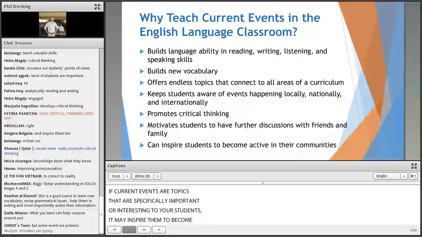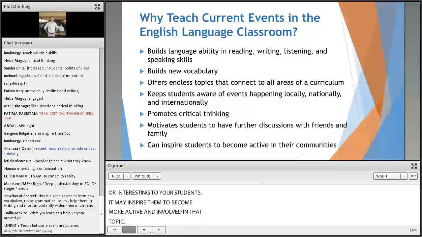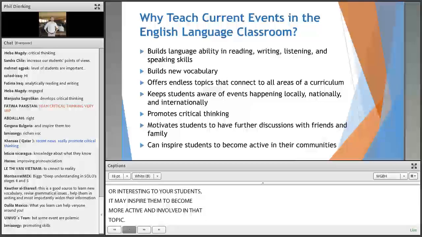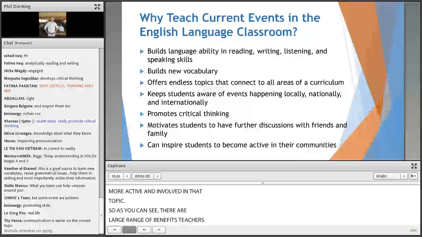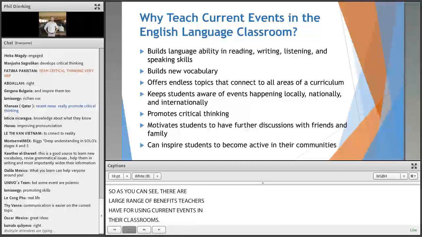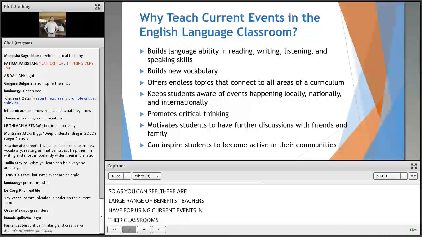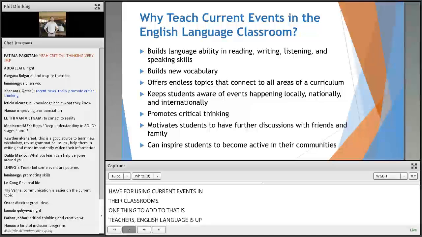So as you can see, there are a large range of benefits teachers have for using current events in their classroom. The one thing to add to that is as teachers, or as English language teachers, it's up to each of us individually to decide what current events and news items are the most appropriate for our classroom context.